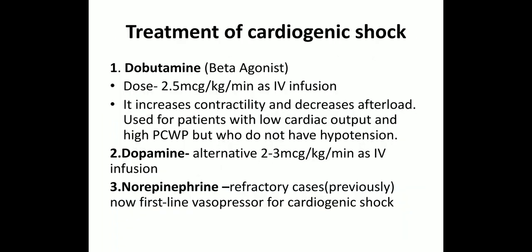Then what is the treatment? First, treat the cause. If there is MI, you can revascularize the blood vessels, and simultaneously you can give dobutamine, because dobutamine is a beta agonist, increases contractility, decreases afterload, and is good for patients having low cardiac output. Alternatively, you can give dopamine, and norepinephrine is used only in refractory cases, but in some recent books, the first line is a vasopressor according to a meta-analysis.